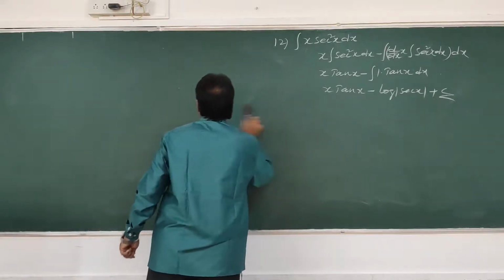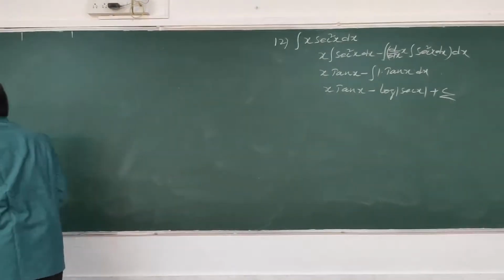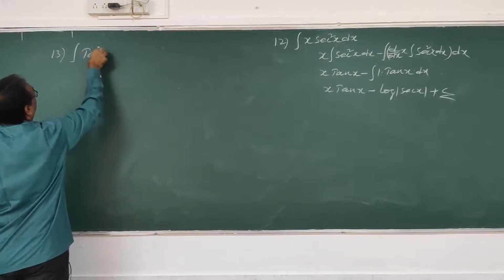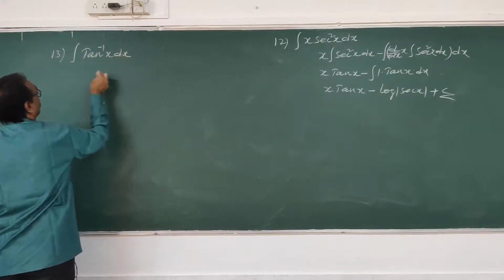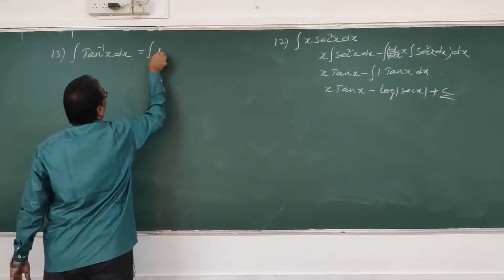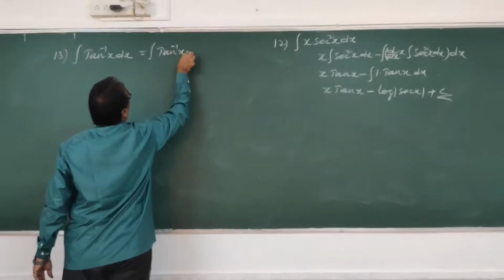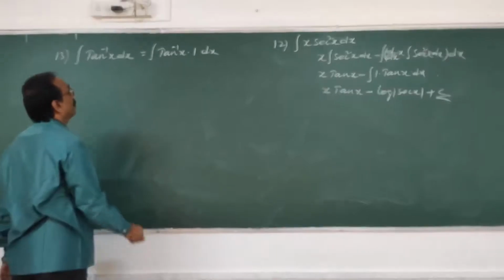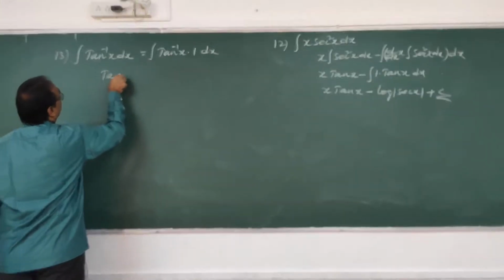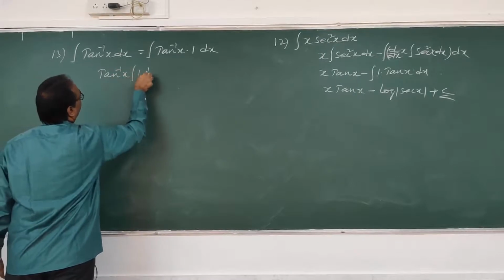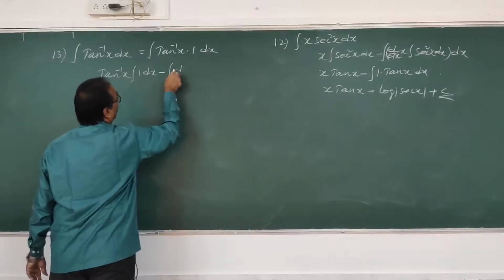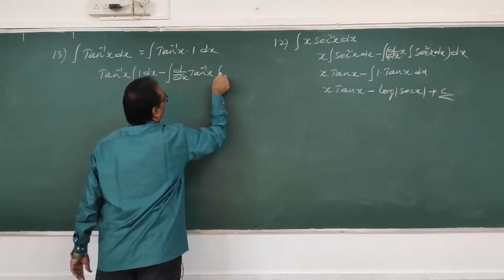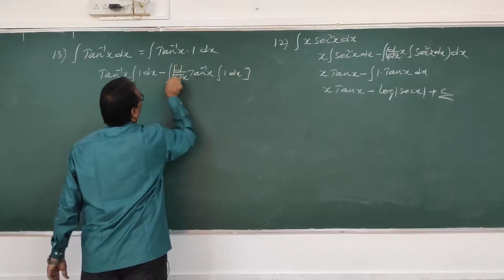So now problem number 13: integral of tan inverse x dx. This is nothing but integral of tan inverse x into 1 dx, because there is no second function, because tan inverse cannot be integrated. So the first function is tan inverse x. So tan inverse x into integral of 1 dx, minus integral of the derivative of the first function, derivative of tan inverse x, into the integral of the second function, integral of 1 dx, whole dx.